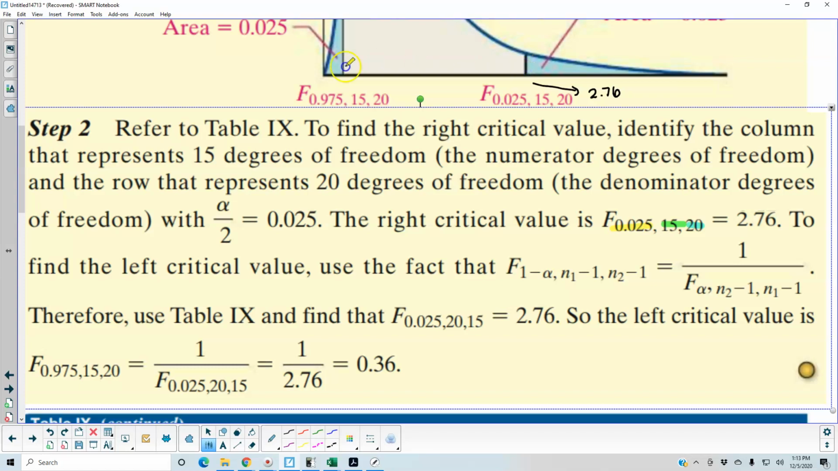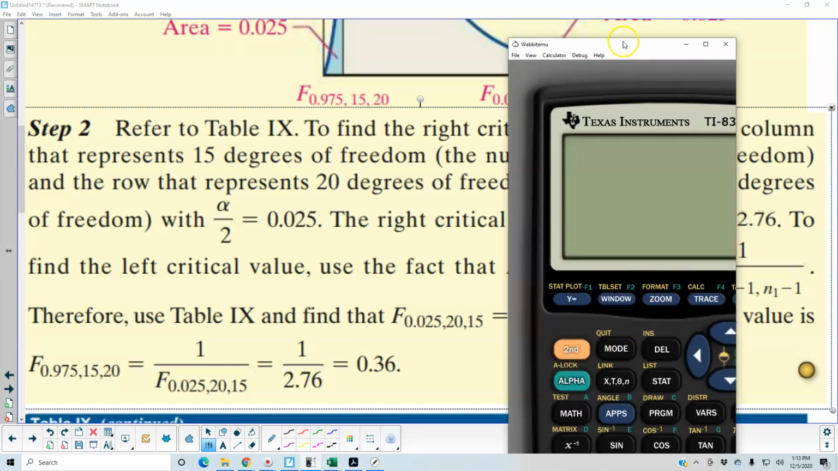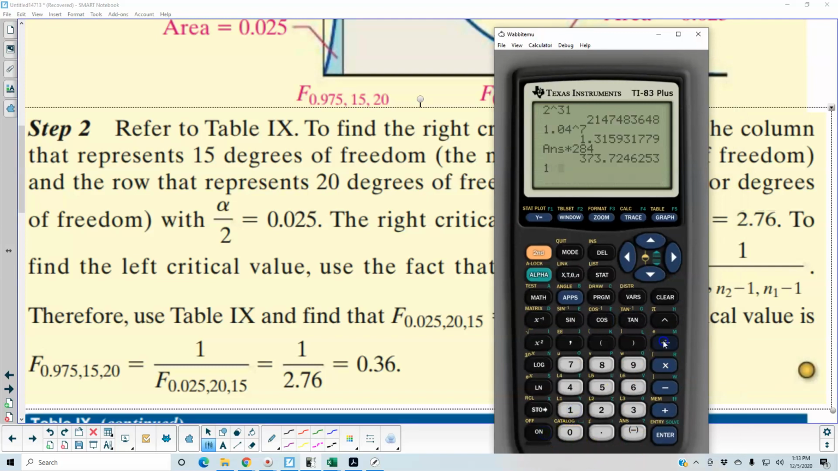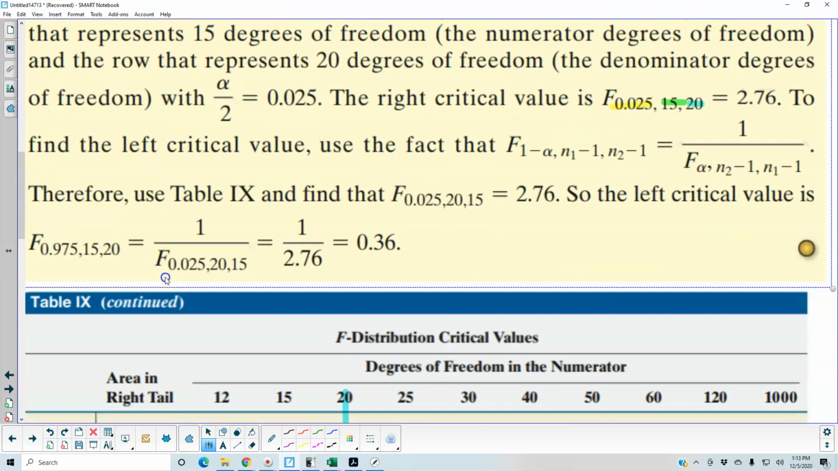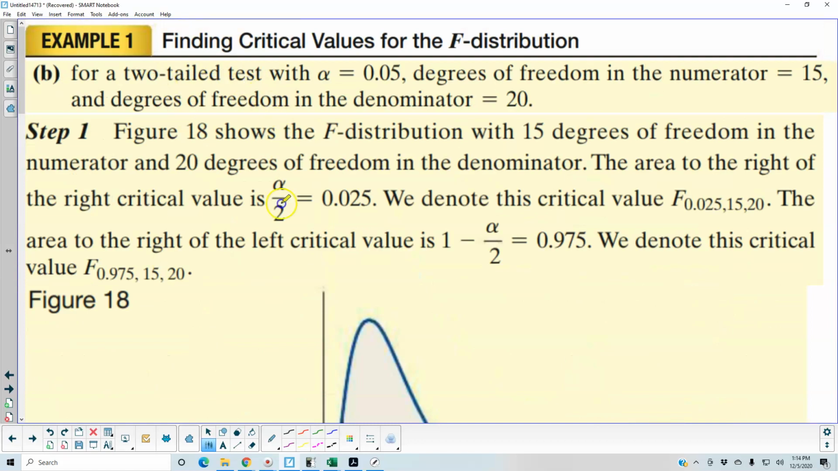Now we want to look from here to this side to get this critical value over here. So we're looking at F 0.975, 15, and 20. In order to find this critical value, we have 2.76, so we're going to see that the left critical value is going to be 1 over 2.76. And 1 over 2.76, if we use our calculator, let's go ahead and do that. So we got 1 divided by 2.76, and that gives us 0.36. So now we can say that this number over here is 0.36. And therefore, we have found our critical values of a two-tailed test.